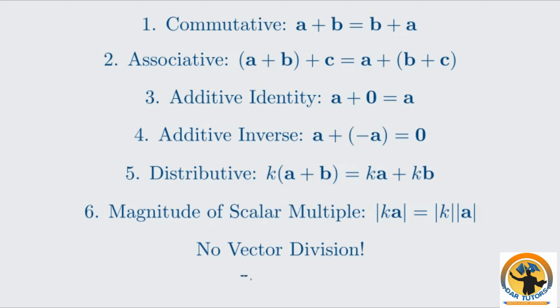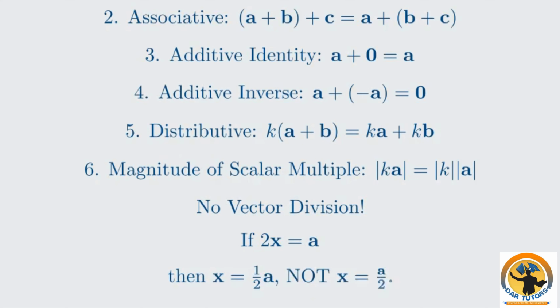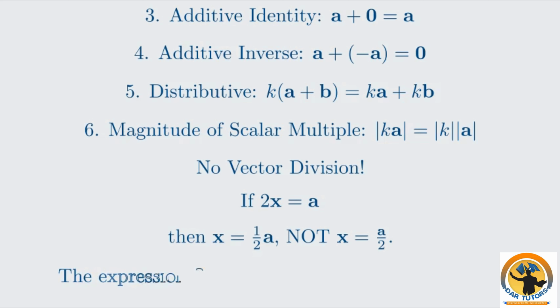For example, if you have the equation 2x equals a, you don't write x equals a over 2. You write x equals 1/2 times a. The expression a over 2 has no meaning in vector algebra.